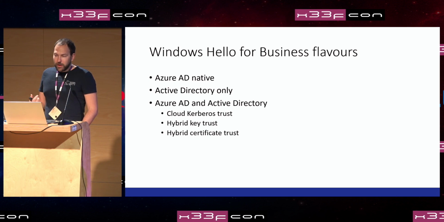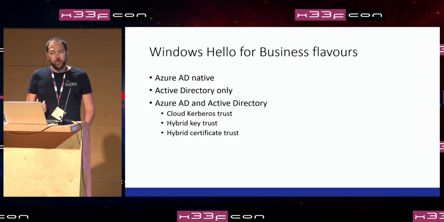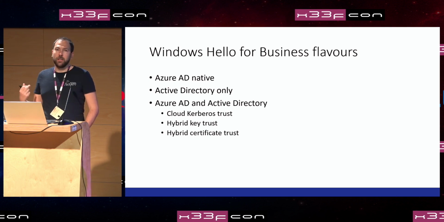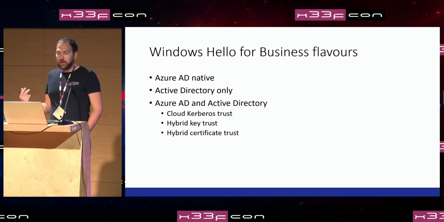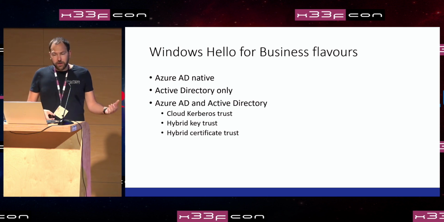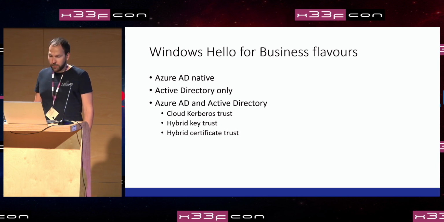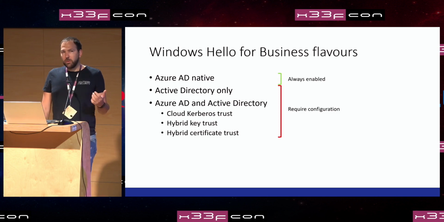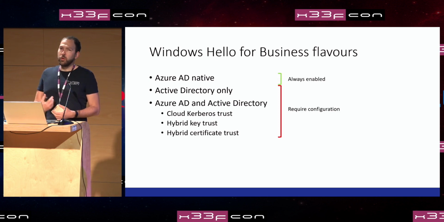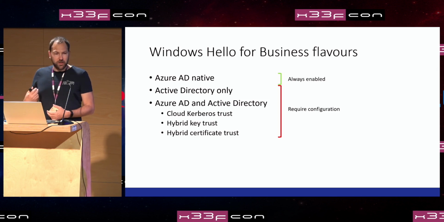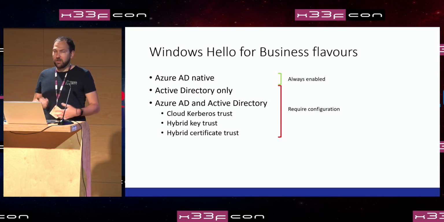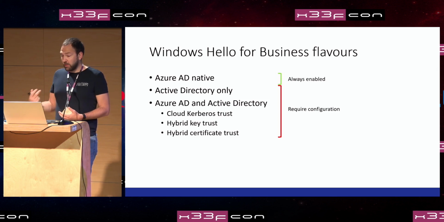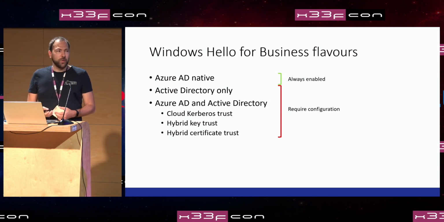So if we look at some of the Windows Hello for Business flavors, I already mentioned you have it with Azure AD native, so that's just the native Azure AD implementation of it. You can have it with Active Directory only or in a hybrid setup. And if you look at the Azure AD native, that's always enabled. So if you have Azure AD as an organization, if you use Microsoft 365, then your devices can do Windows Hello for Business, and it's enabled. I don't think there is actually a way to disable it. You can only control whether your devices will start using it or not, but the authentication method is always enabled as far as I know.